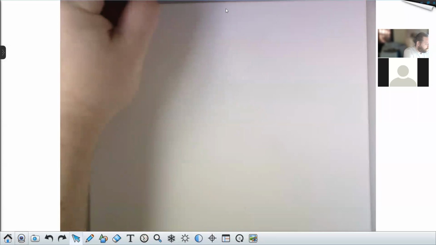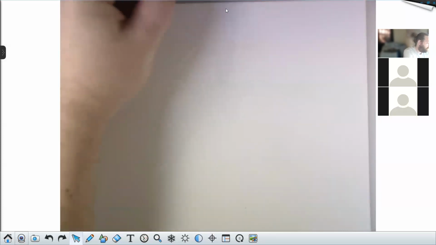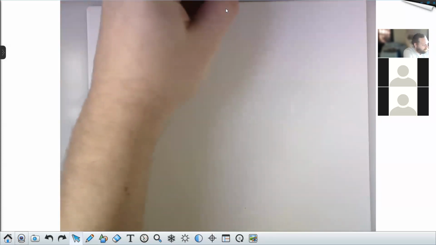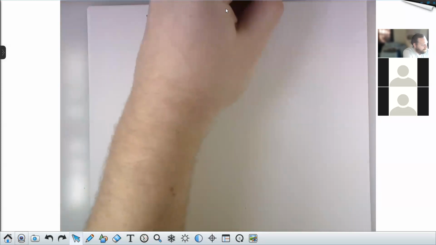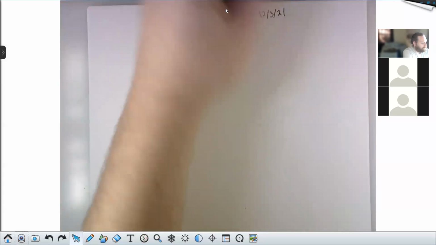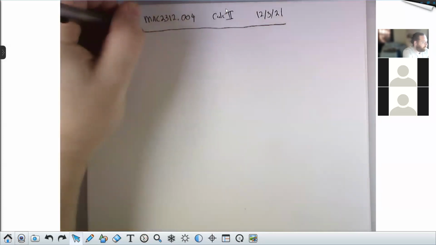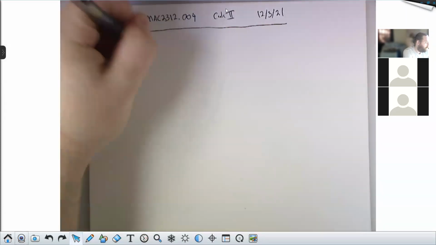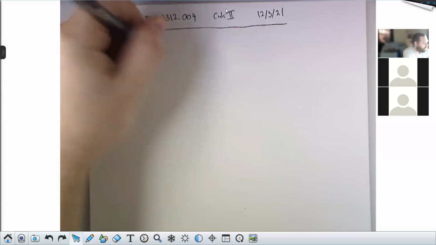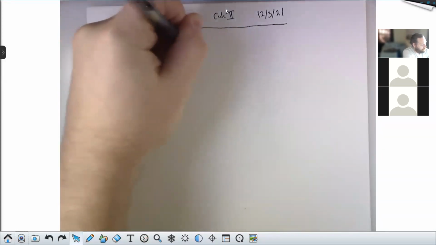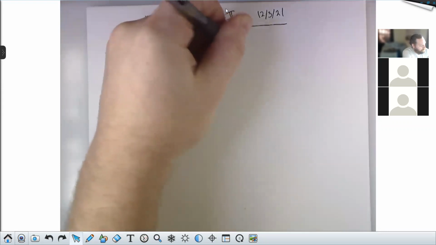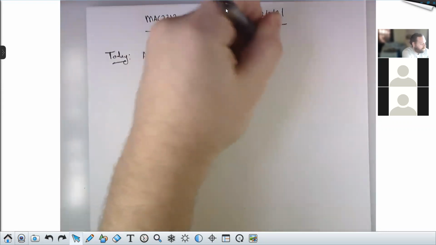This is, as always, and for the last time, MAC2312 section 004, which is Calc 2, and the date is December 3rd, 2021. And today, we're talking about areas, which is section 10.4.